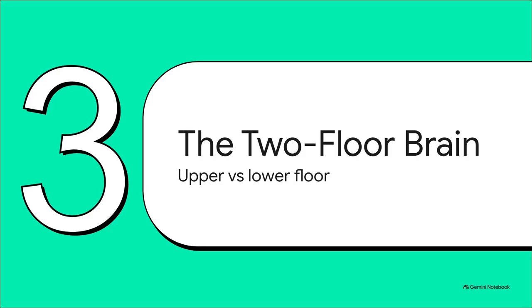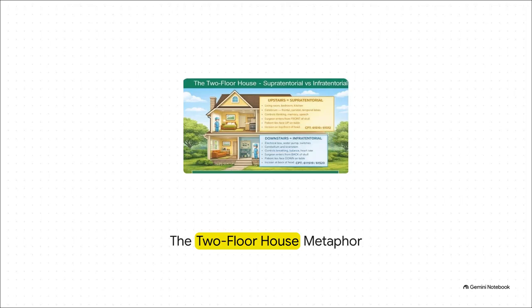Which brings us to Section 3, the two-floor brain. Let's talk about a concept that fundamentally changes how we categorize and document cranial lesion removals. It helps to think of the brain as a 2-story house. It's physically separated into an upstairs and a downstairs by a structural ceiling made of dura called the tentorium.